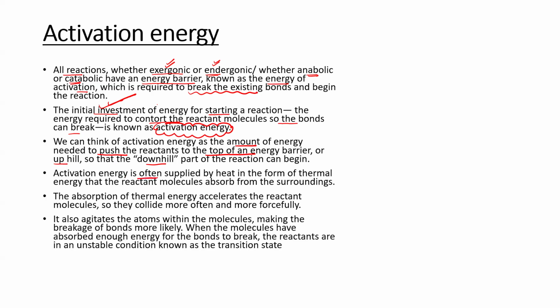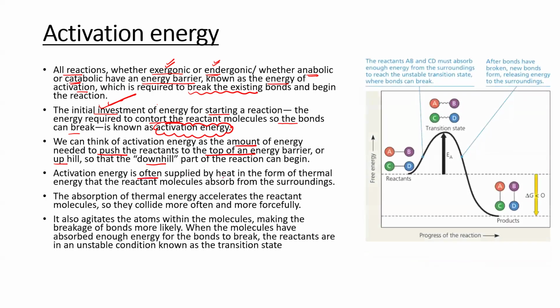Activation energy is generally supplied by heat in the form of thermal energy that the reactant molecules absorb from the surroundings. Absorption of the thermal energy will accelerate the reactant molecules so that they can collide more often and more forcefully. It also helps agitate the atoms, making the breaking of bonds more likely. So when the molecules have absorbed enough energy for bonds to break, the reactant becomes unstable. We say it is a transition state.